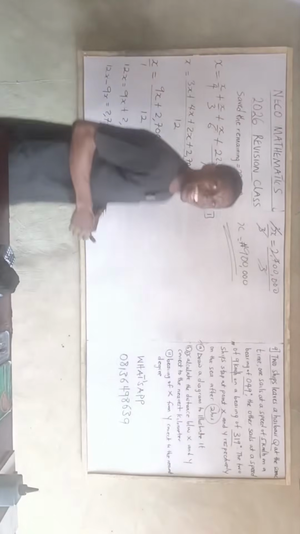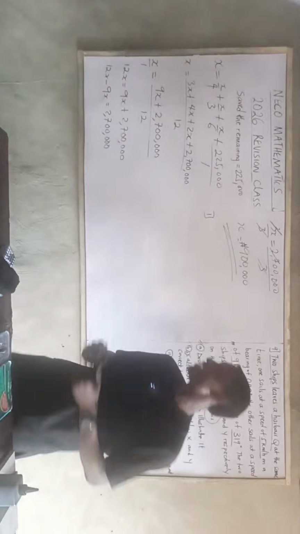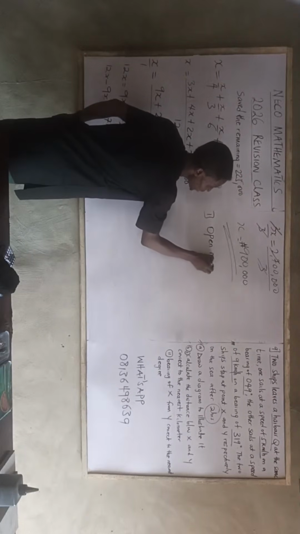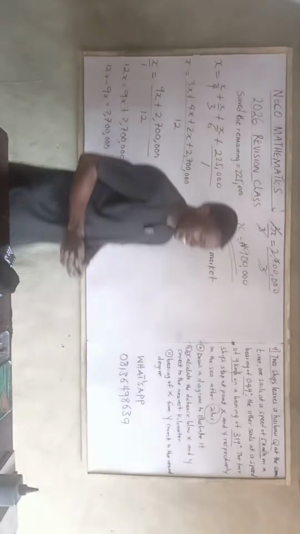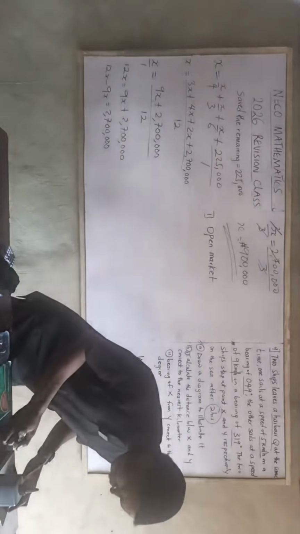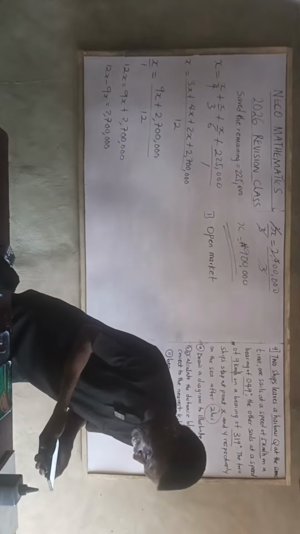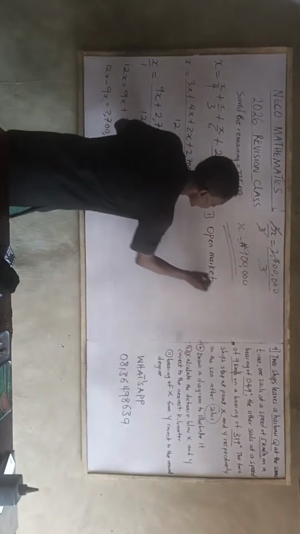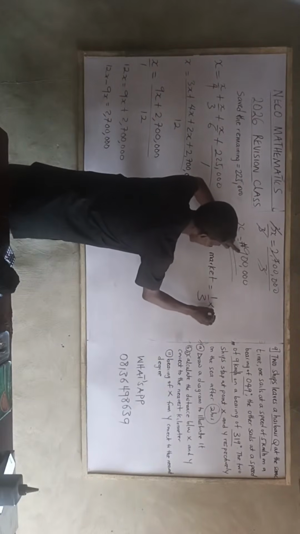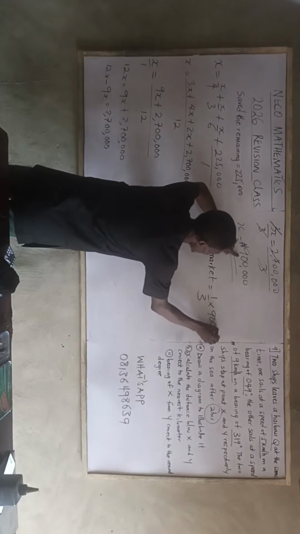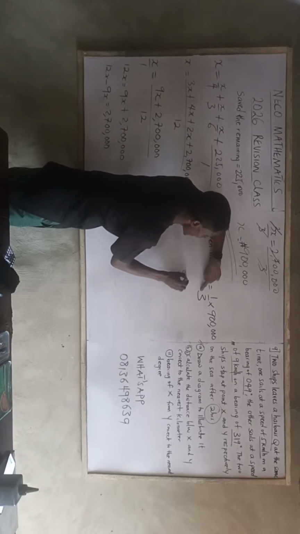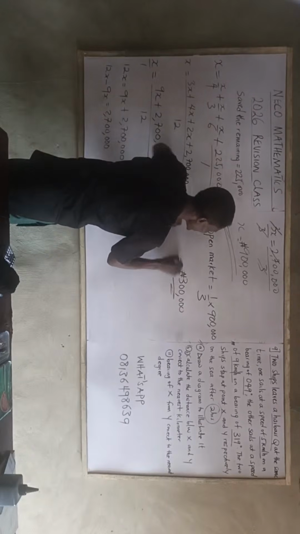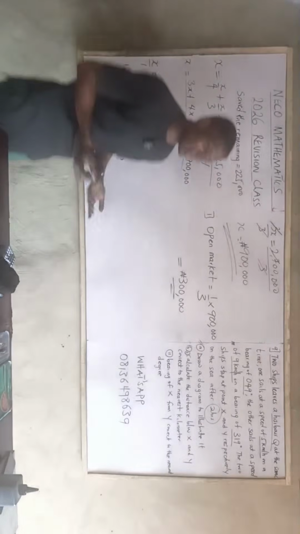The next question is how much is spent on the open market? Notice that on the open market, we're told that she spent 1/3 of our income. So now we've got the income to be 900,000. So 900,000 divided by 3 gives us 300,000. So she spent 300,000 on the open market.